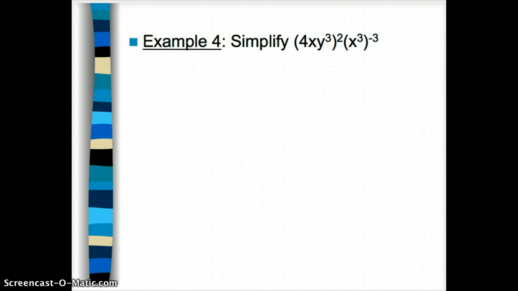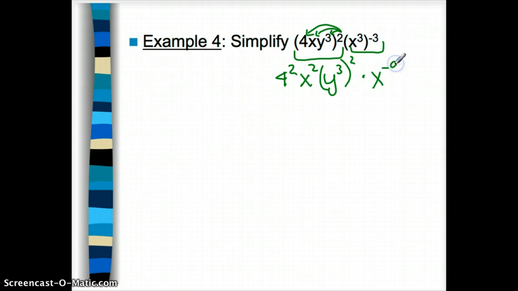Okay, so we're going to look at this a piece at a time. The first thing, this is to the second power. I'm going to distribute that second power to everything in there. So it's going to be 4 to the second times x squared times y cubed squared times x cubed to the negative 3. So I'm going to simplify this already. That means x to the negative 9. Okay, and then I'm going to keep going. I know what this is. Y cubed, that whole thing squared, is y to the 6th. And I know this is 16. So I've got 16x squared, y to the 6th, x to the negative 9.